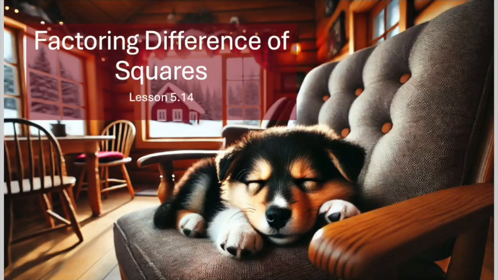We're going to be factoring this time. Difference of squares. This is 514. Before we go too far, there are going to be 8 examples coming up here. We're going to go backwards and then forwards.